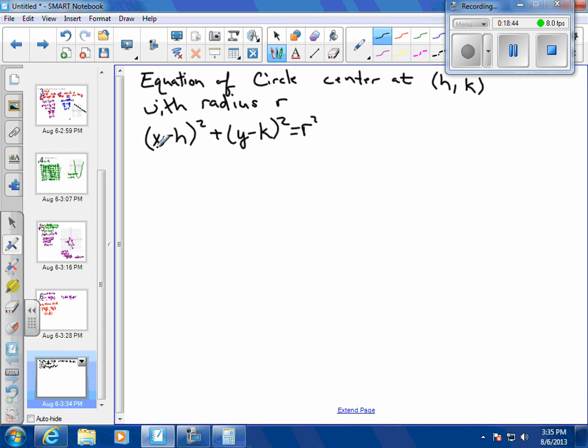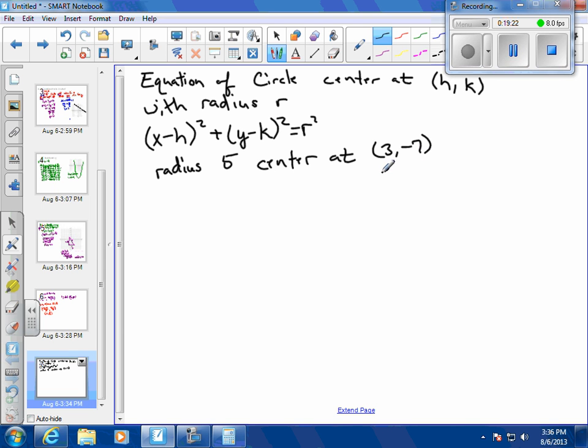Kind of notice how this is the difference between 2 points, this is the difference between 2 points. When we're given an h, k and a radius, we only plug it in for the h and the k in this equation. The x and the y will stay as an x and a y. So, for example, I may be given that my radius is 5, and my center at 3, -7.